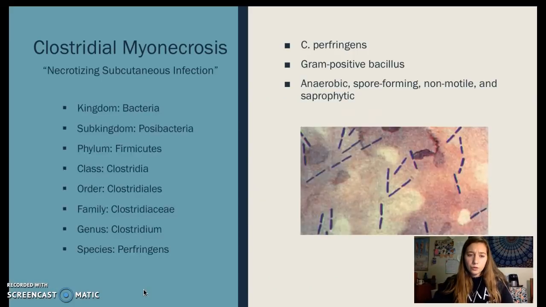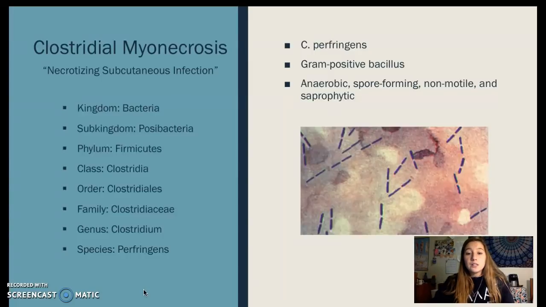So the formal name for gas gangrene is Clostridial myonecrosis. It's also referred to as necrotizing subcutaneous infection. This is just the taxonomy of the agent. It belongs to the bacteria kingdom, and all the way down at the bottom you can see it comes from the Clostridium genus and the species perfringens.